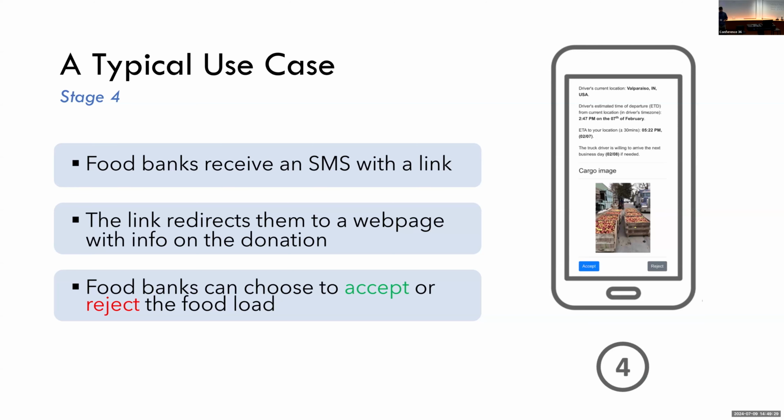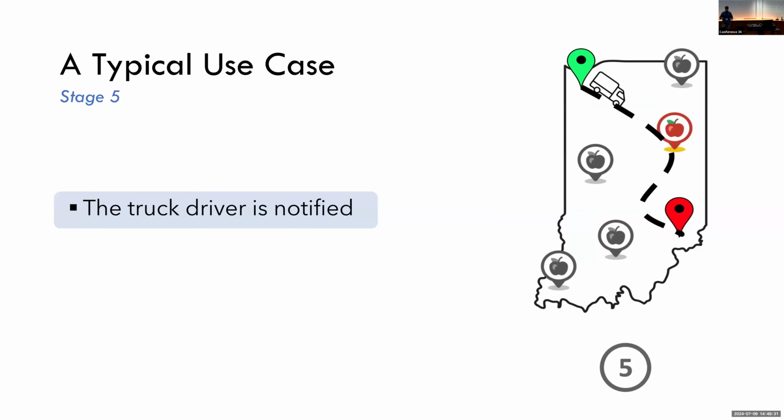until someone accepts. So finally, once some food bank accepts the food delivery, then we match the food bank to the truck driver and we exchange their information. We automatically send the relevant information to the truck driver and the contact information to the food bank.